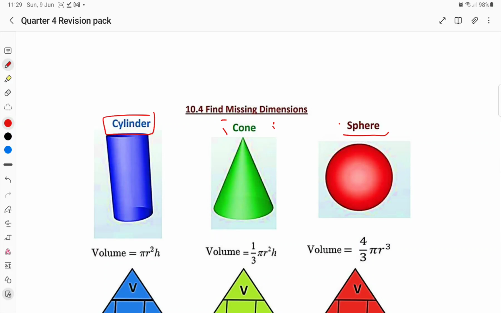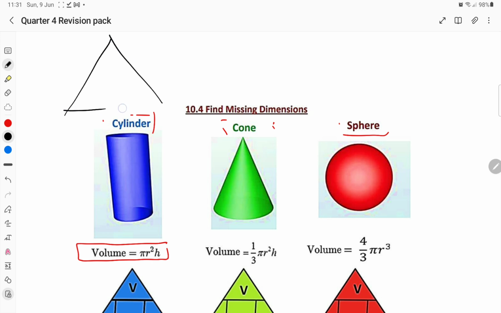Today inshallah we want to start finding the missing dimensions. We have three shapes: the cylinder, the cone and the sphere. Regarding the cylinder, the volume V equals pi r squared h.